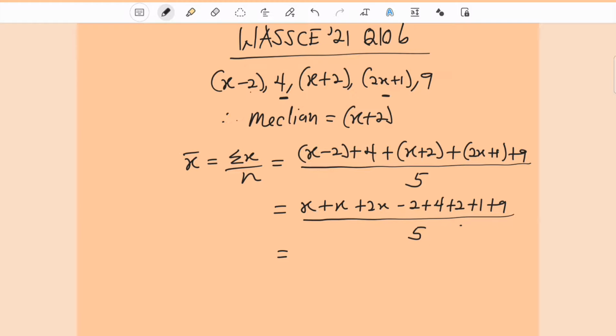So now let's deal with the operations. x plus x plus 2x gives me 4x. Then negative 2 plus 2 is 0, plus 4 is 4, plus 1 is 5, 5 plus 9 is 14. So 14 over 5, and this becomes your mean. Therefore your mean is 4x plus 14 over 5.